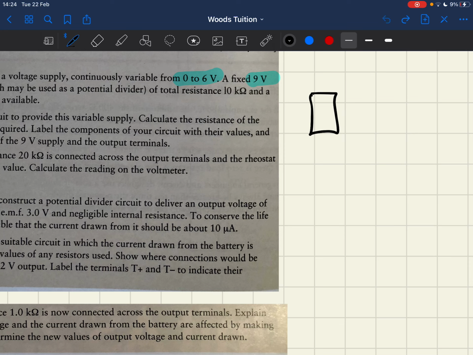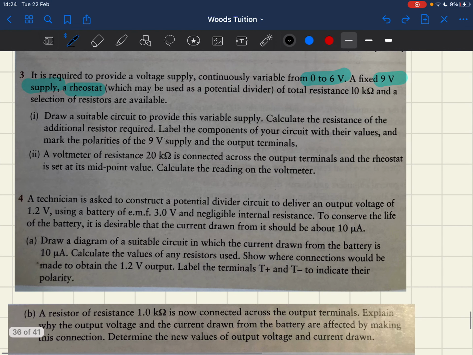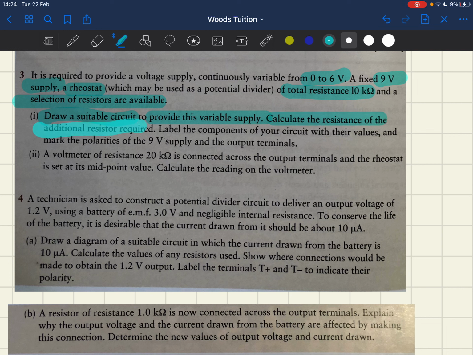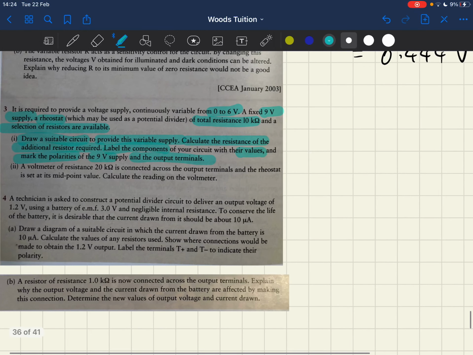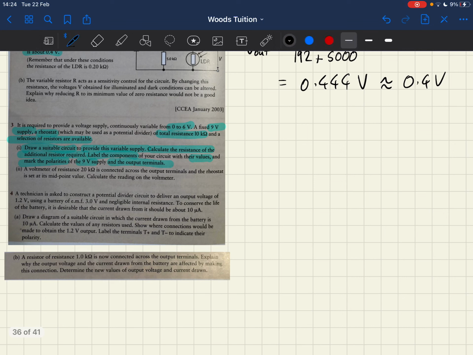I'll draw. It does ask you to draw the circuit, so I'll show you in 2 seconds. Yes, so the rheostat has a total resistance of 10 kilo-ohms, and then we have a selection of resistors available. So what we need to do is draw a suitable circuit that will provide this variable supply. And then we need to calculate the resistance of the additional resistor required, label components and the values, and then mark the polarities of the 9 volt supply and the output terminals. It's quite a lot in this question. I imagine it would have been quite a few marks.